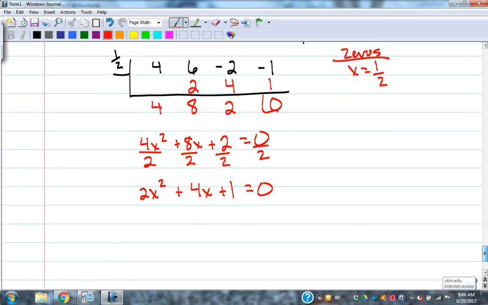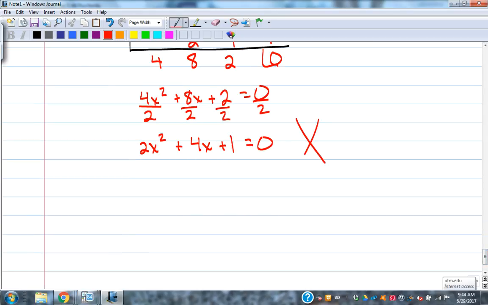So I could try factoring. It's pretty obvious that this one is not going to work, because we need something that multiplies to be 2 and adds to be 4. 2 plus 1 is 3, not 4. So it doesn't work. That means I'm going to have to use the quadratic formula. The great thing about dividing by 2 at the beginning, though, is that my quadratic formula is easier because it's smaller numbers. Quadratic formula gets much tougher when it's really big numbers. We want smaller numbers. So smaller numbers are good.